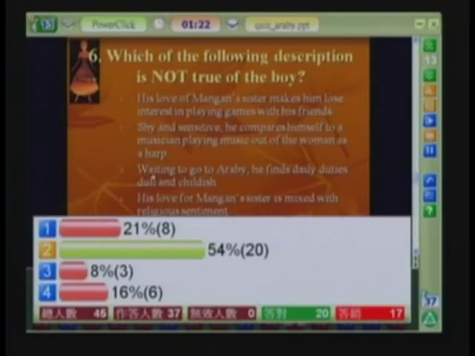His love for Mangan's sister is mixed with religious sentiment. So he's basically confused. And number one and three are signs to show that the whole experience can be that of an initiation. But whether this is a story of initiation, 成长故事, or not, is really open to discussion. This is very much like AMP. You can define it as a story of growth and initiation, or you can say that there's no growth, no initiation.